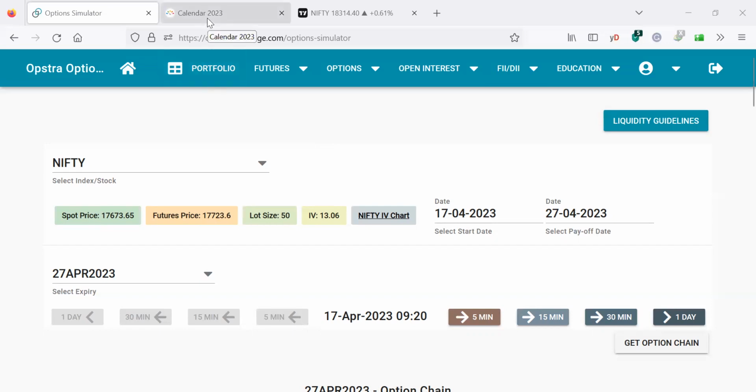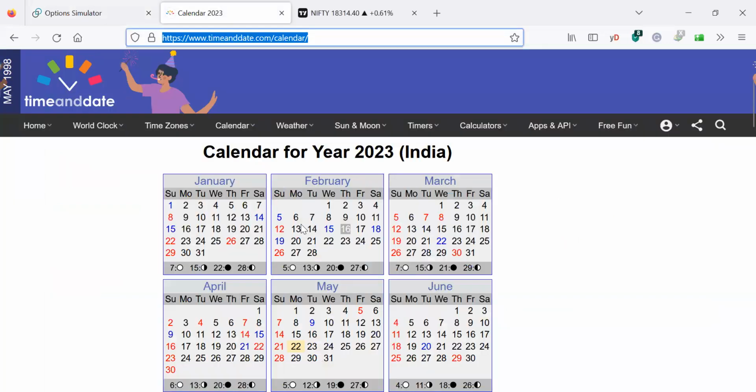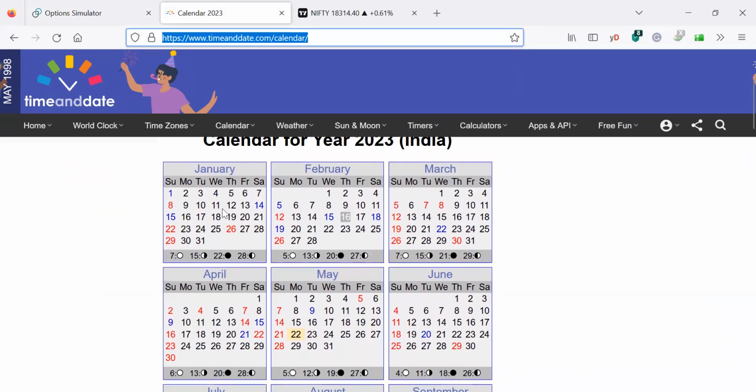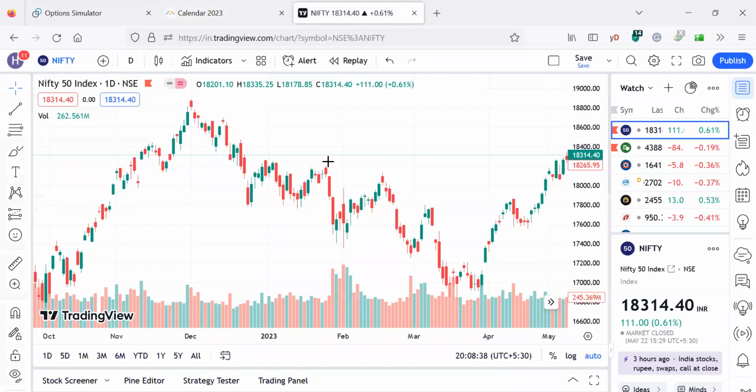Let us take an example. This is the calendar of 2023, so I'll start with 2023. If you check the chart of January, we have to create a strategy, and we will be dealing with monthly strategies, because weekly ones require a lot of adjustments and you have to be on the screen all the time. So let us take an example where we don't have that much time.